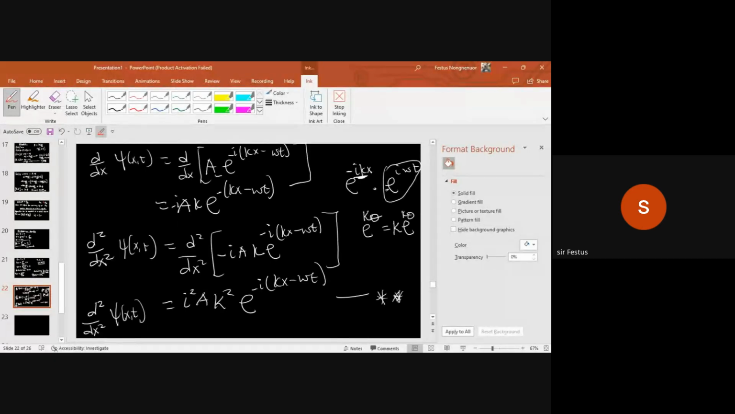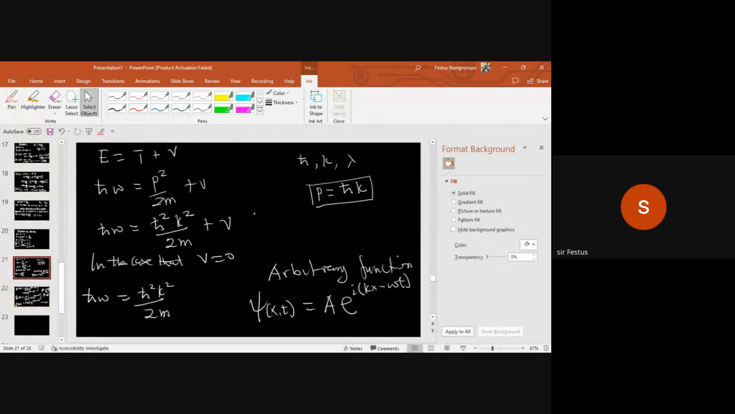If you look at equation star very well, let's go back and look at the arbitrary wave function that I defined here. If you look at the arbitrary wave function I defined, it's what? A e to the power, is it minus i or i?